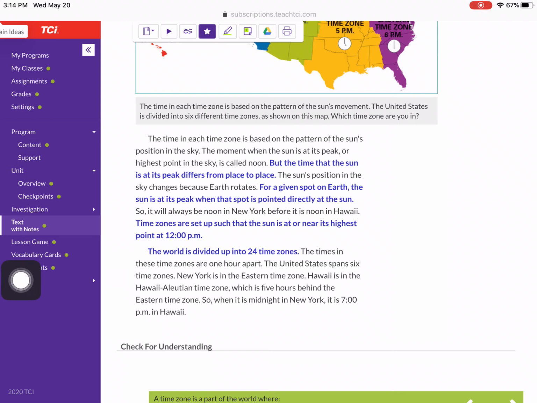The world is divided up into 24 time zones. The times in these time zones are 1 hour apart. The United States spans 6 time zones. New York is in the Eastern time zone. Hawaii is in the Hawaii-Aleutian time zone, which is 5 hours behind the Eastern time zone. So when it is midnight in New York, it's 7 p.m. in Hawaii.